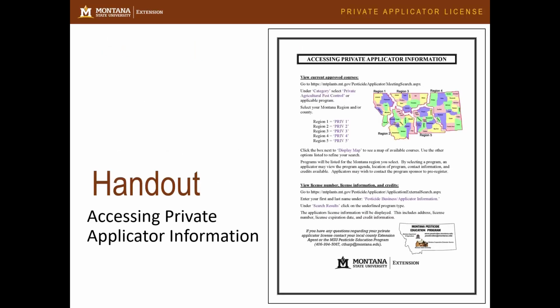We have another handout that is available on our website at pesticides.montana.edu. This handout is titled Accessing Private Applicator Information and explains how to look up programs offering pesticide education credits, as well as look up your license information online.